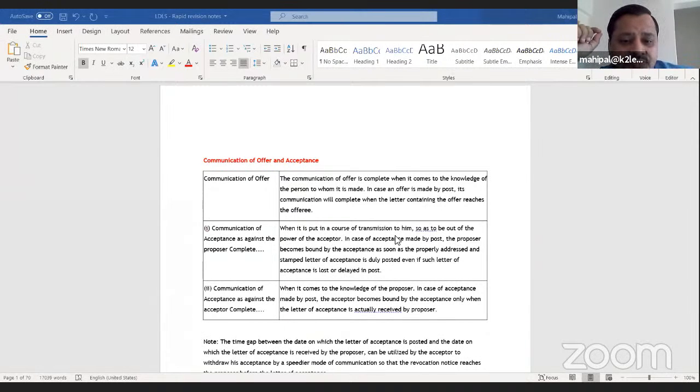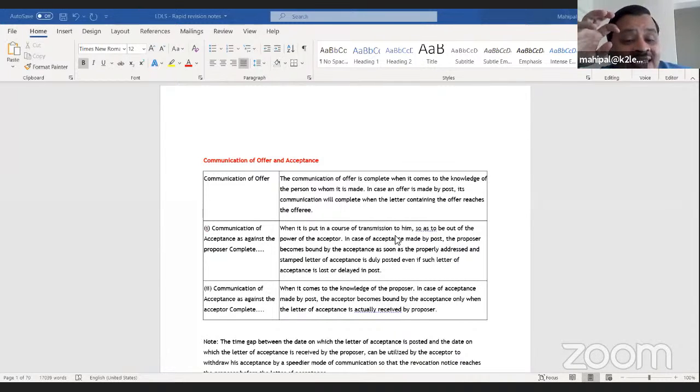Can we proceed? Communication of offer. When is an offer completed? The offer is completed as soon as it comes to the knowledge of the other party. If the offer is made by post, then communication is complete when the letter of offer reaches the offeree.